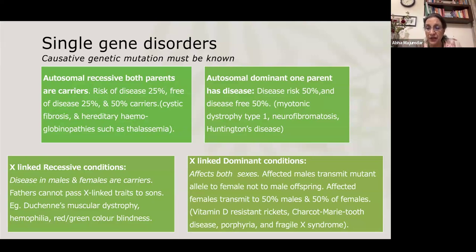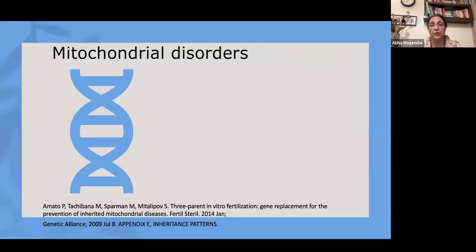So vitamin D resistant rickets, Charcot-Marie-Tooth disease, porphyria, fragile X syndrome, and we have done IVF in Charcot-Marie-Tooth disease, in porphyria. We've done it in red-green color blindness. We've done it in hemophilia, Duchenne's muscular dystrophy, thalassemia, and cystic fibrosis, and in myotonic dystrophy. So these are all cases which keep being referred to us from general obstetricians only.